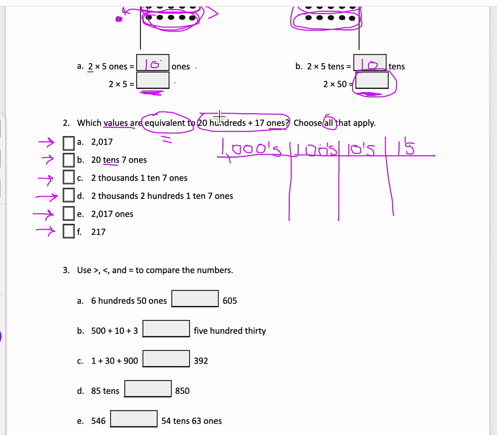Right? 20 hundreds, you can make 2 tens out of that. Well, if I can make a bundle of 10, well, then I can move it to the thousands place. So it's going to look like the thousands can be represented in this answer.